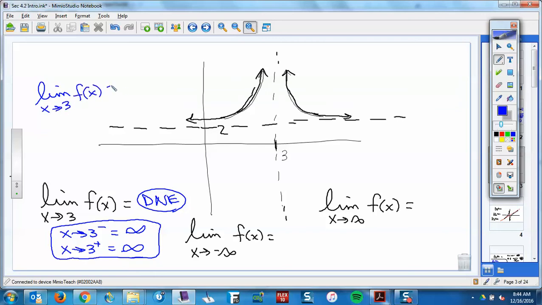I've seen this written, where they just say equals infinity. I don't like that, because infinity is not a number, and a limit is supposed to equal a number. If a limit exists, it equals a number. Infinity is not a number.